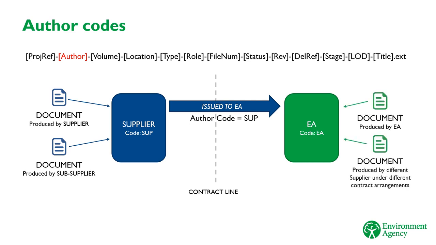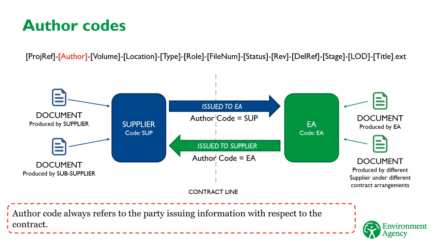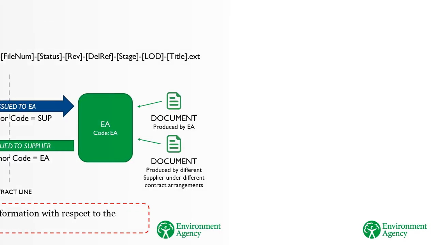Similarly, if we have historical documents produced by a different organisation and we issue them to the supplier, then the author code should be EA, to show that in respect of the contract with the supplier, we have provided the information and take responsibility for it. When providing information in this way, it's important to make sure you select an appropriate status code to show the extent to which the information should be trusted. Let's look at these in more detail.